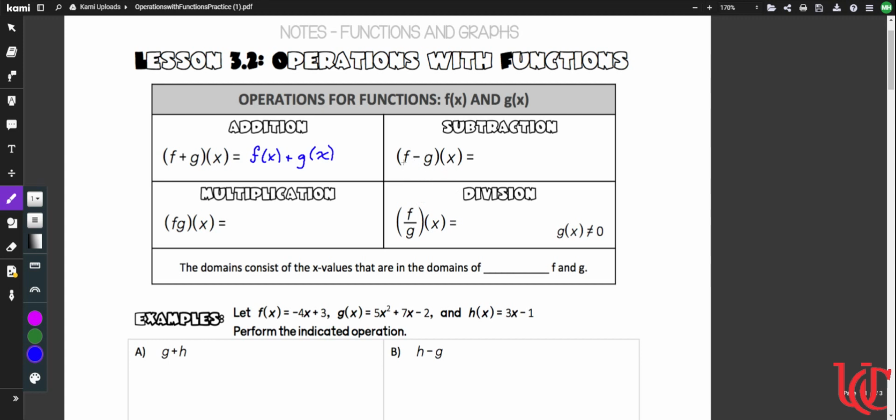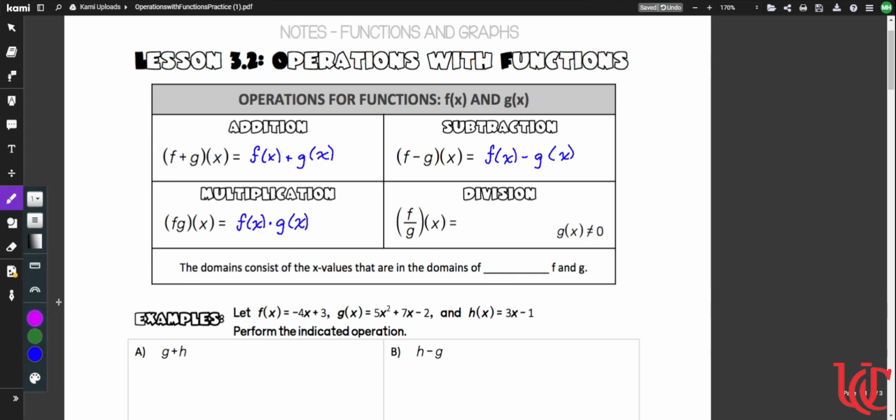So subtraction, f minus g, meaning I'm going to subtract those functions. I have variable x. So the first step would be f of x minus g of x. And then I would replace with the right side, distribute that negative sign, and all of that stuff. Multiplication, this is just going to be f of x times g of x, using parentheses.